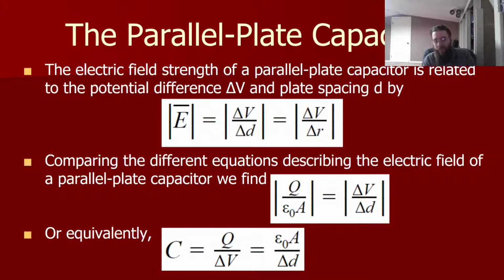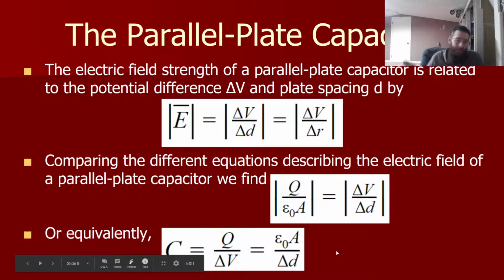Comparing these two different equations, we have our previous equation for electric field and this equation for electric field. We can set them equal to each other and do magnitude calculations. We can get a different formula for capacitance. Capacitance is the charge over the voltage, which is what we already defined, but we also get another formula that says epsilon naught A over delta D. So it turns out we can calculate the capacitance of our capacitor based on the charge and the voltage, or just geometrically, which is very, very important.